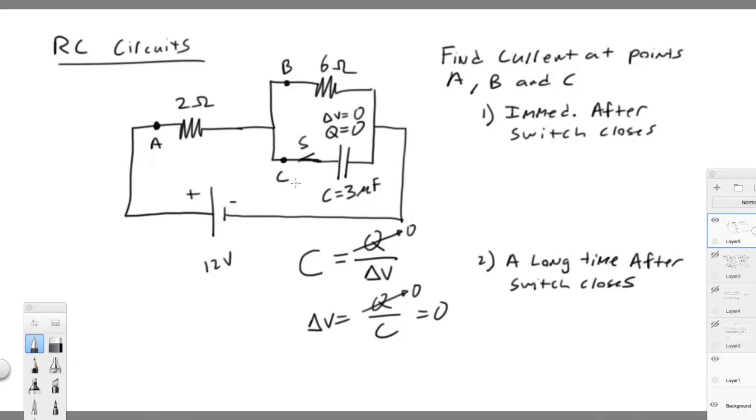What is going to be the, wait, hold on a second. So immediately, so switch closes. You know what? I think I messed up on this diagram. Let me look here.